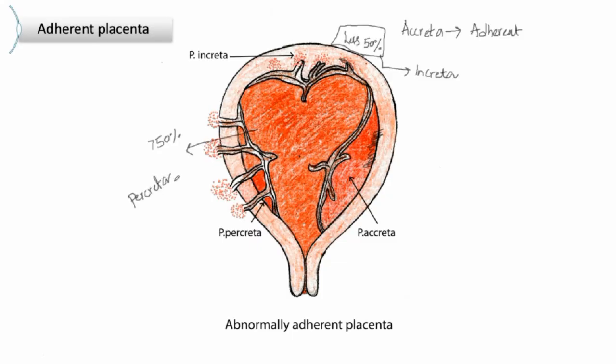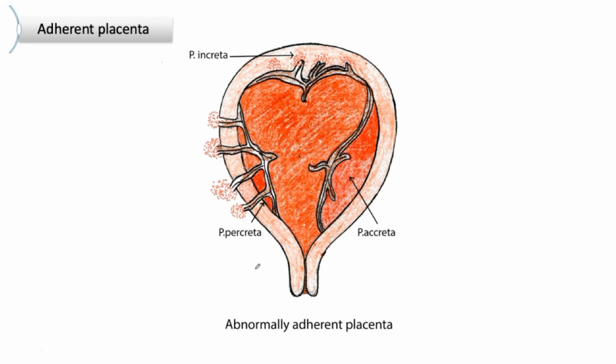So when I say adherent placenta, it goes without saying it is accreta, and based on the myometrial invasion, if it is less than 50%, it is increta. If it is more than 50% into the myometrial wall, it is placenta percreta. So this concludes our discussion on the anomalies of the placenta.